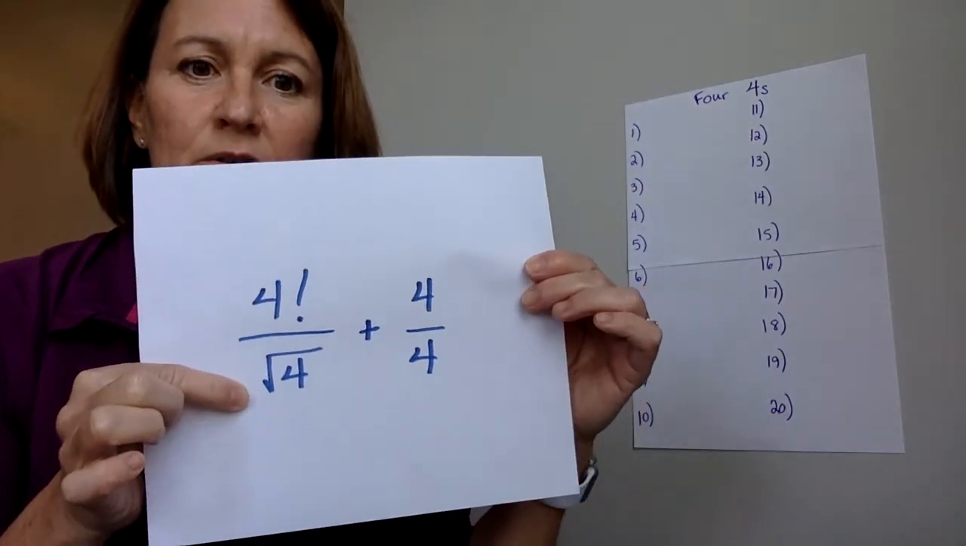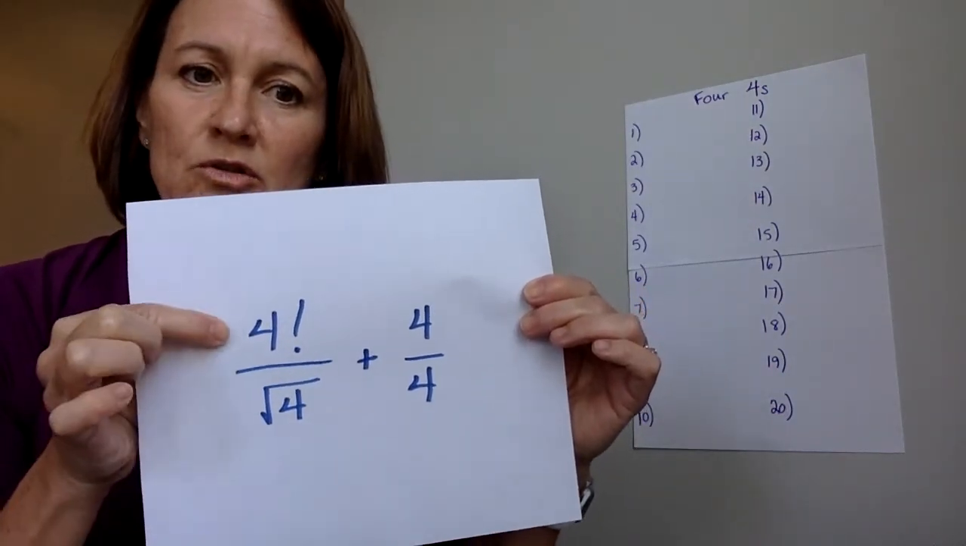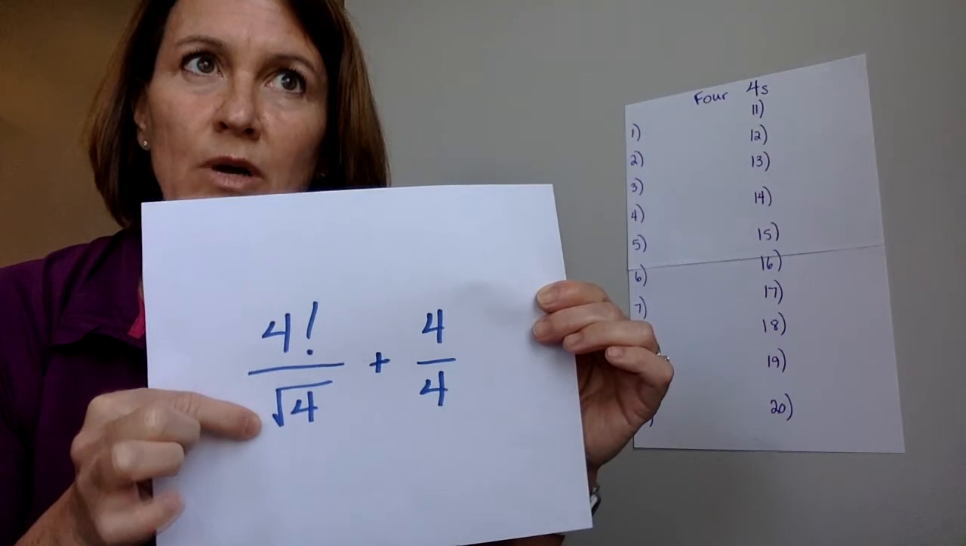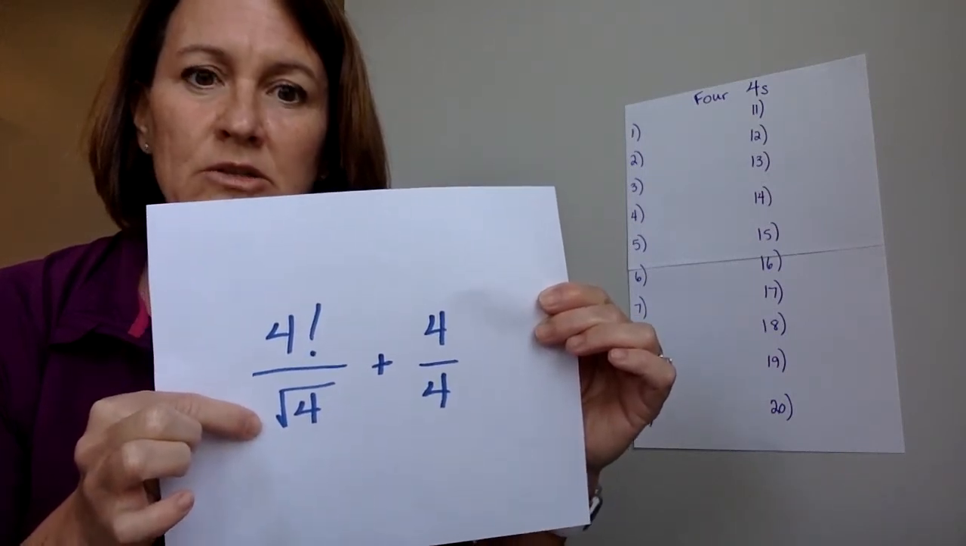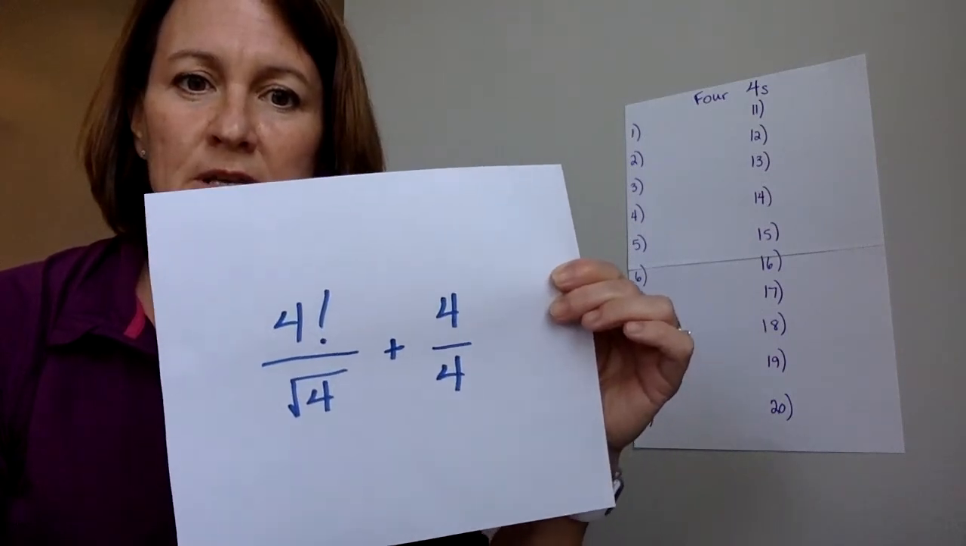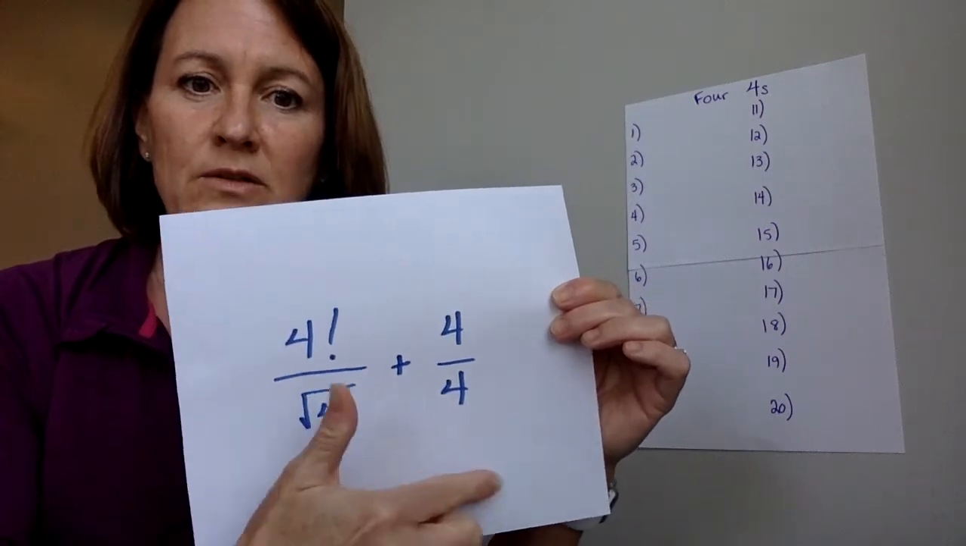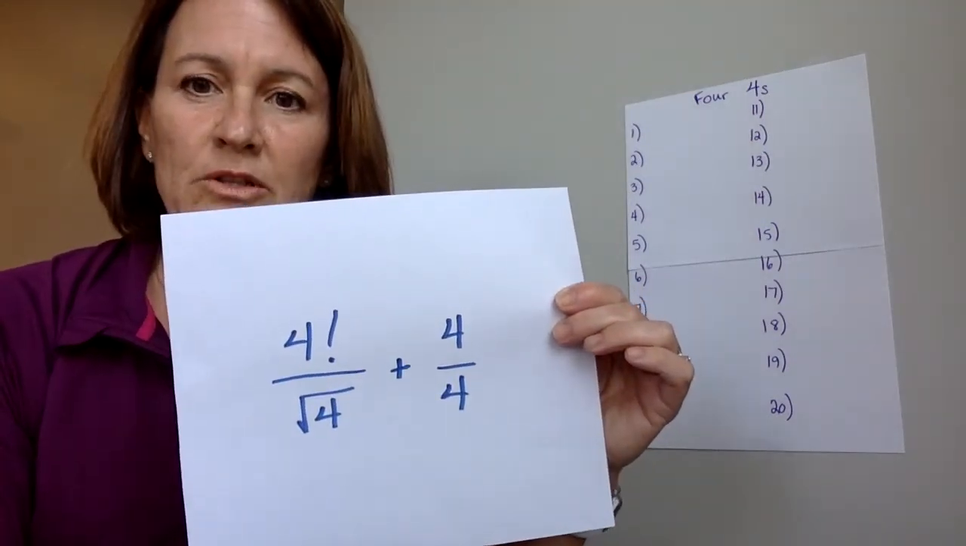I have 4 factorial, which is 4 times 3 times 2 times 1, which is 24, divided by the square root of 4, which is 2. So 24 divided by the square root of 4. 24 divided by 2 is 12, plus 4 fourths, which is 1. So this whole expression is equal to 13.